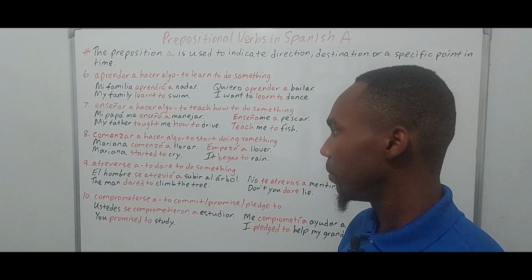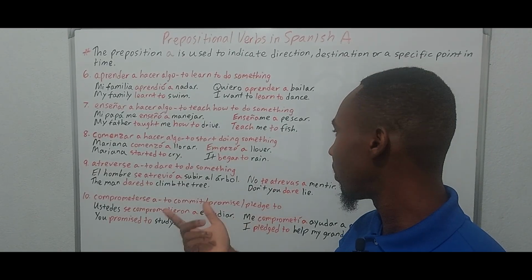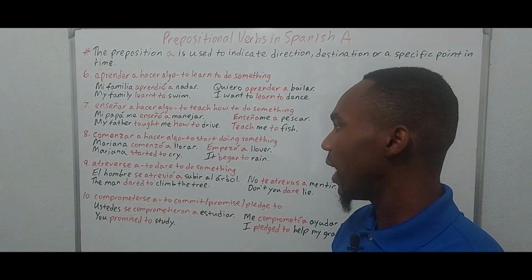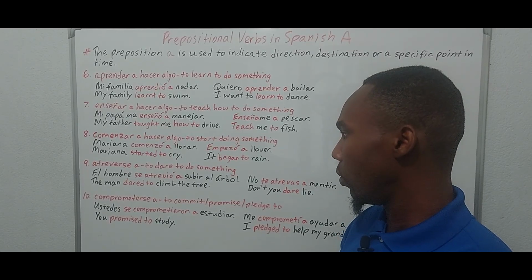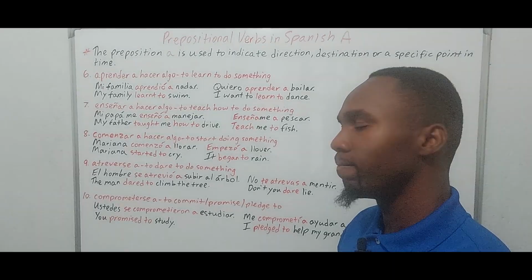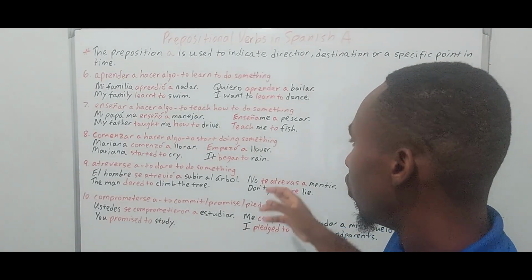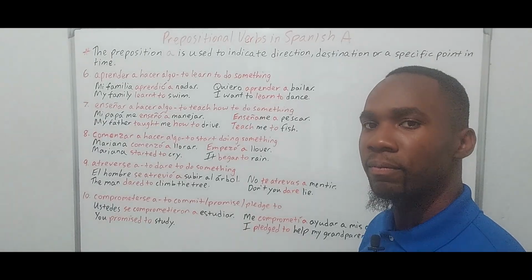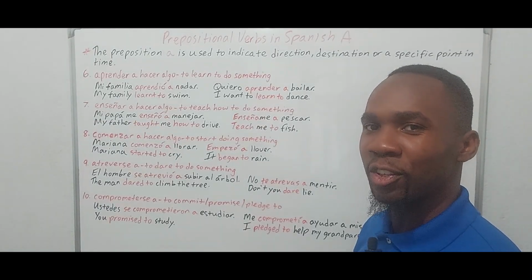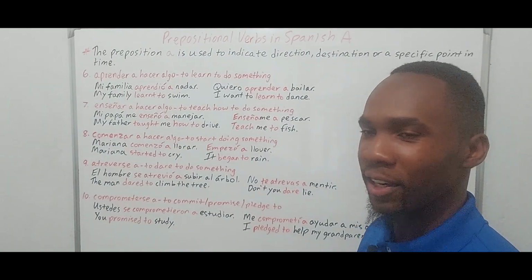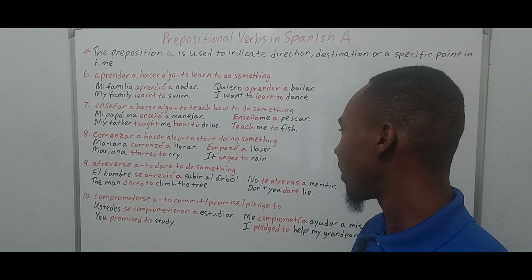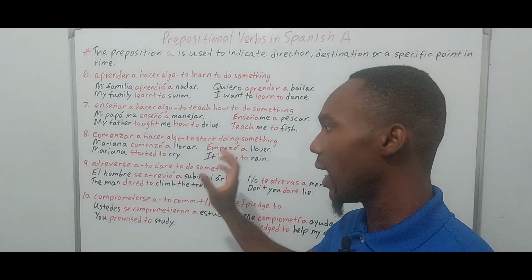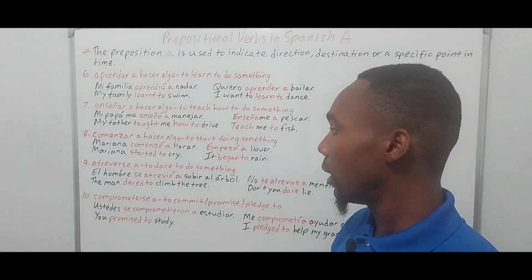Number 9. Atreverse a. To dare to do something. So, atreverse a hacer algo, followed by a verb, of course. El hombre se atrevió a subir al árbol. The man dared to climb the tree. Yep. No te atrevas a mentir. Don't you dare lie. That's something you would hear from maybe your teacher or your parent, right? No te atrevas a mentir. Don't you dare lie. So, atreverse a followed by the infinitive.